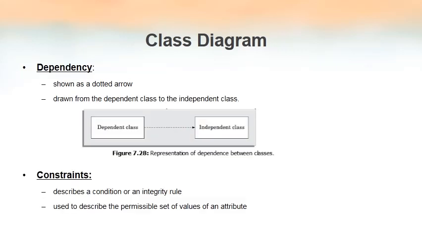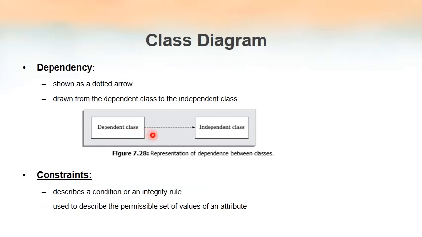Now dependency. Sometimes some classes may depend on something else. In that case, the line is drawn from the dependent class towards the independent class. The lines that we draw are dotted lines with an arrow mark pointing towards the independent class.